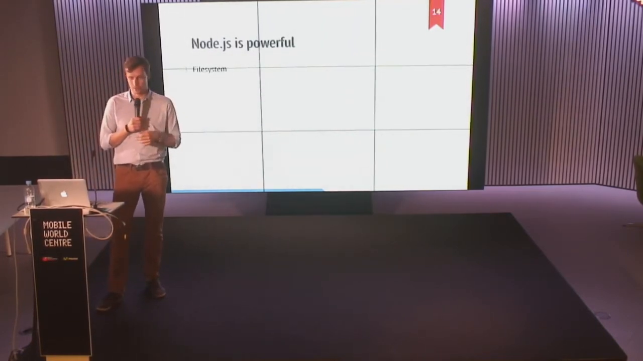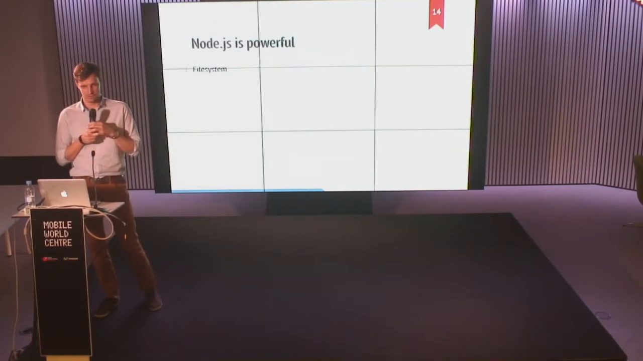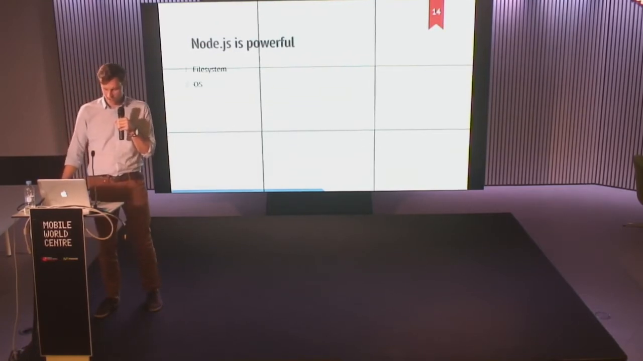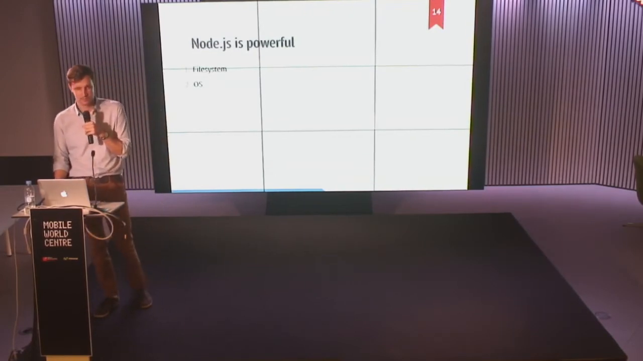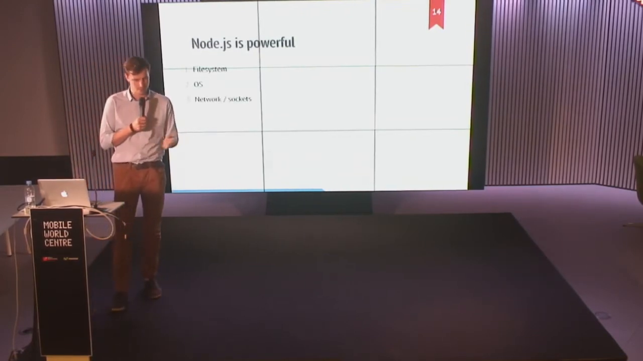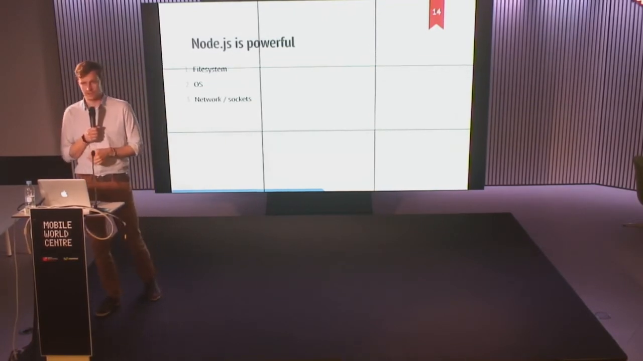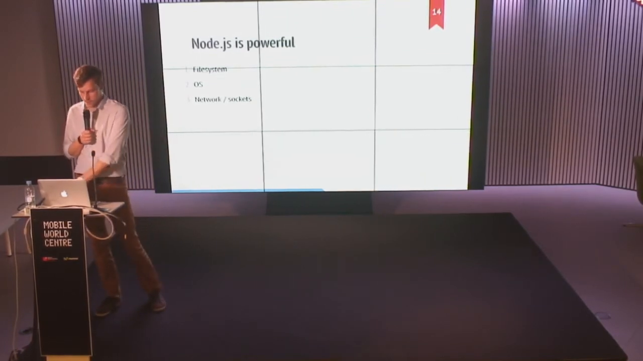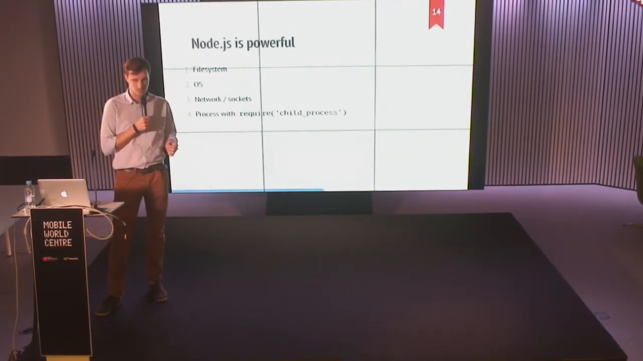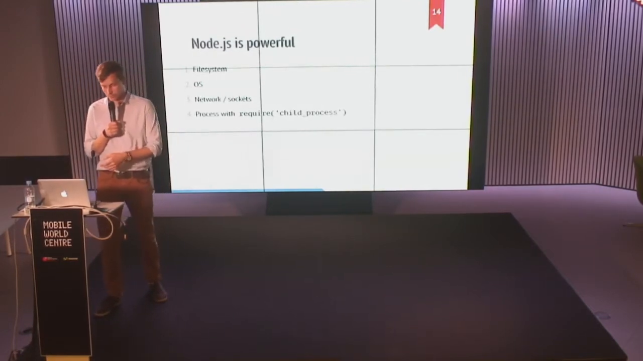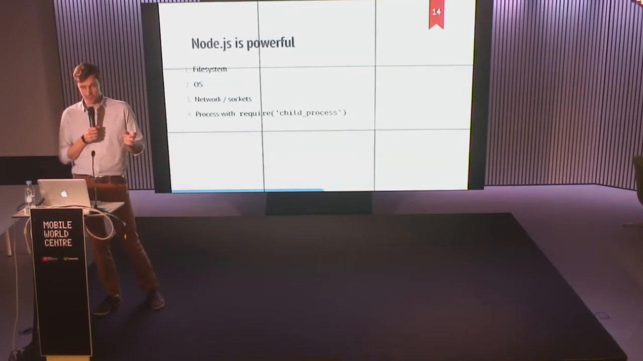You have all the power of Node.js, and actually it has a lot of power because you have access to the file system, you can do whatever you want. You have access to the operating system, so you can get, for example, some user information, home directory, information about memory, CPU. You have access to network and sockets, and the last one is process management with the child process module, and you have unlimited power with it because you can do whatever you want.